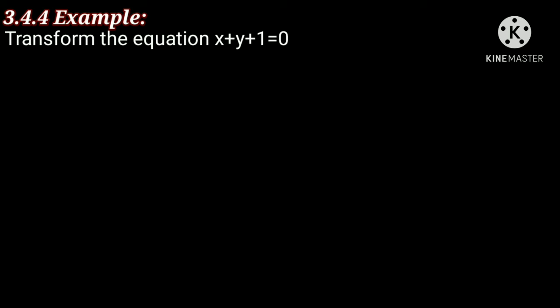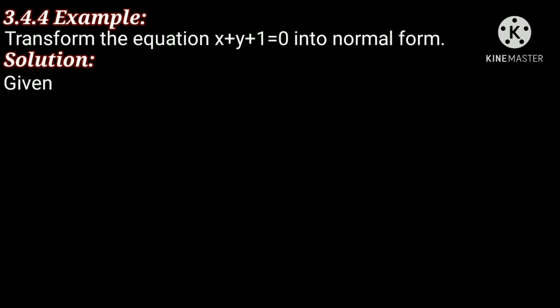Example 3.4.4. Transform the equation x plus y plus 1 equal to 0 into normal form. This is our given problem. In this problem, we will reduce the given equation into normal form. Now, we will find the problem solution. Solution. The given equation is x plus y plus 1 equal to 0. This is equation number 1.